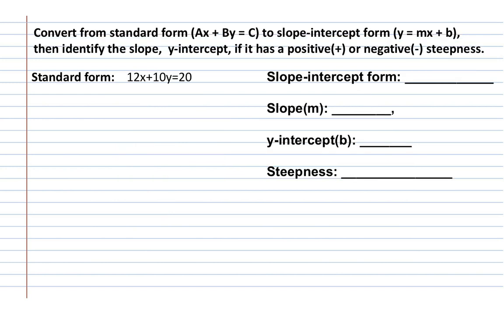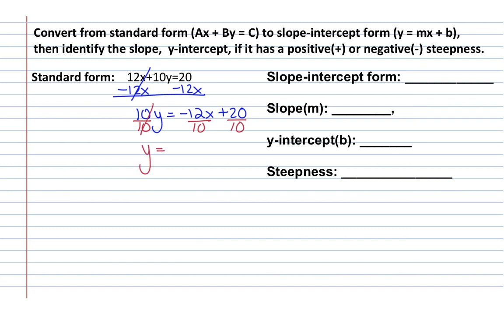Okay, we're going to do the same thing for this one. Okay, now we're going to do the opposite of 12x, which is negative 12x. You're going to do that to both sides. That goes away. And then you're going to have 10y is equal to negative 12x plus 20 because it's positive 20. Then I'm going to divide every single piece by 10 because now we're doing division. Whatever you do to one side, you do to the other side.